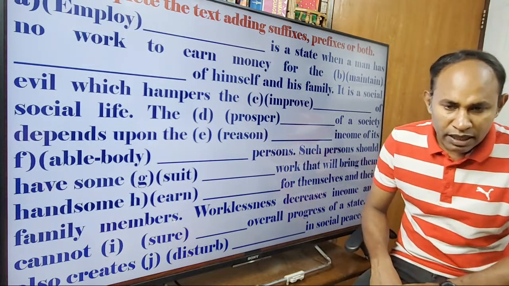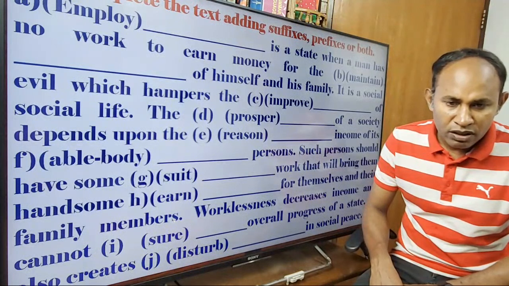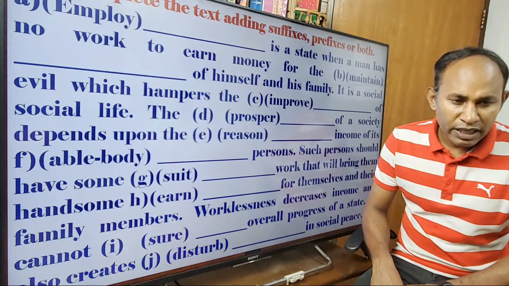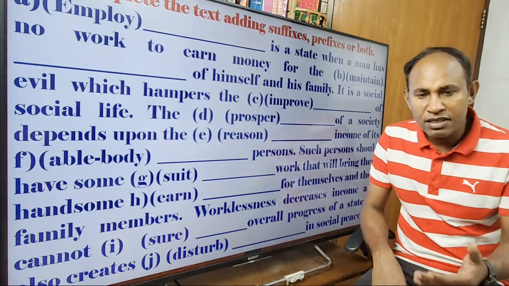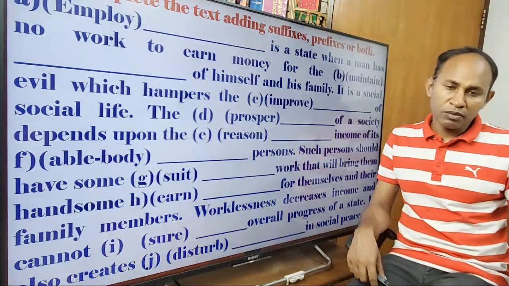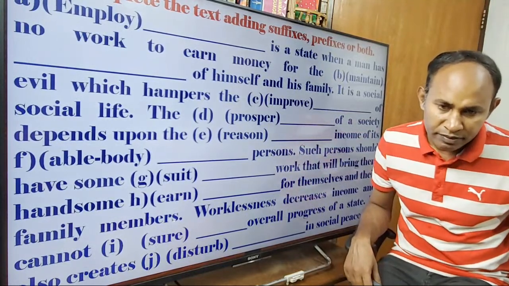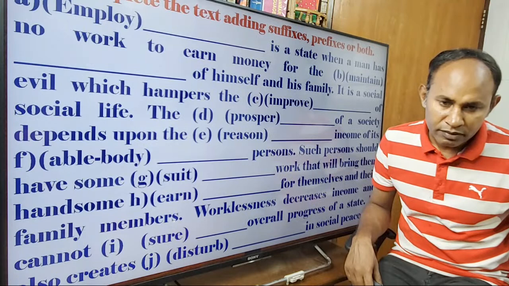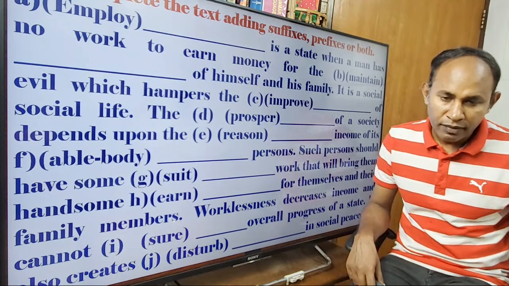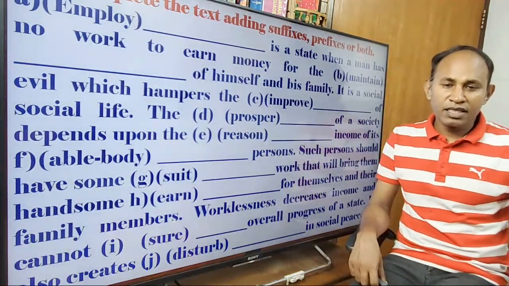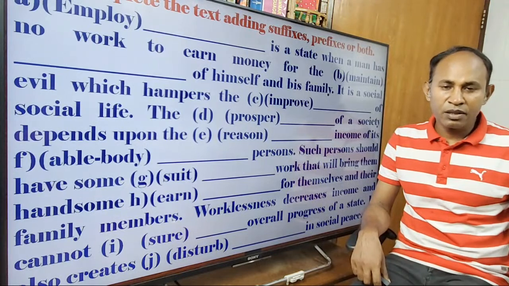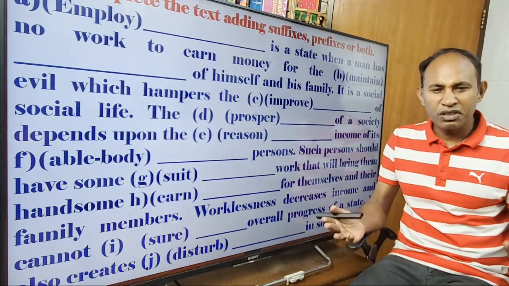Why didn't the doctor tell him to exercise? No, it is saying nothing serious with your body. He said that it is nothing serious. He did not say something serious. The doctor says no, nothing serious.